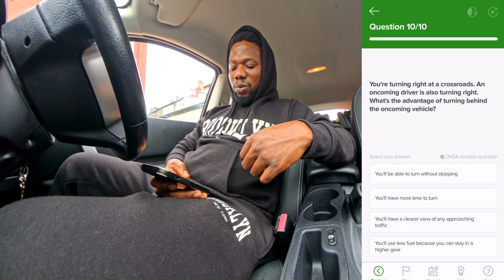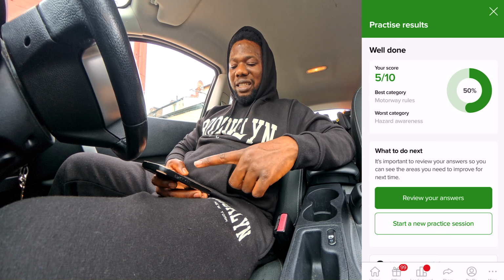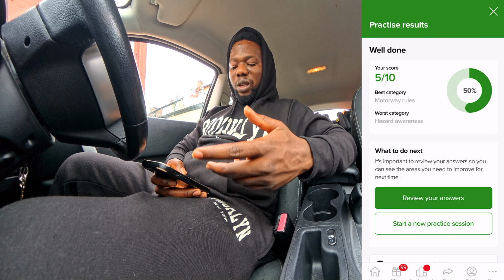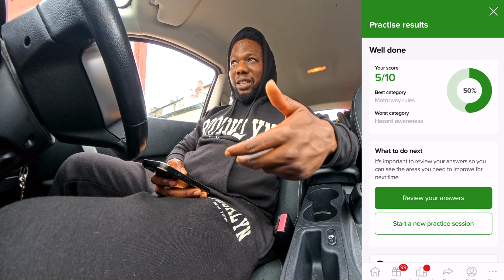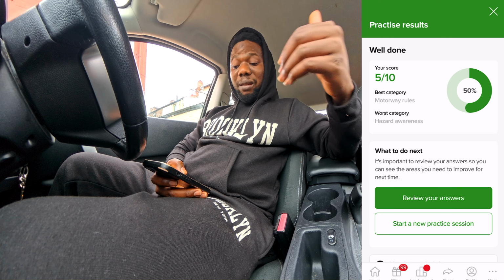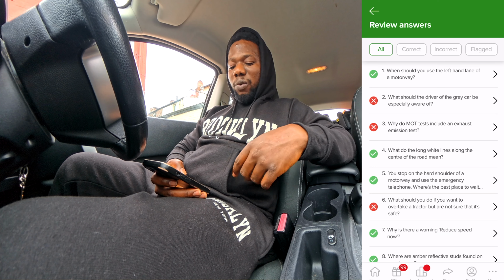Choose, and that's the last one. So it shows me that I scored 5 out of 10. You can review your answer so that next time, if they bring the same question, you can know, oh, I missed this the other time. The best way is to review your answers. So I will review my answers.